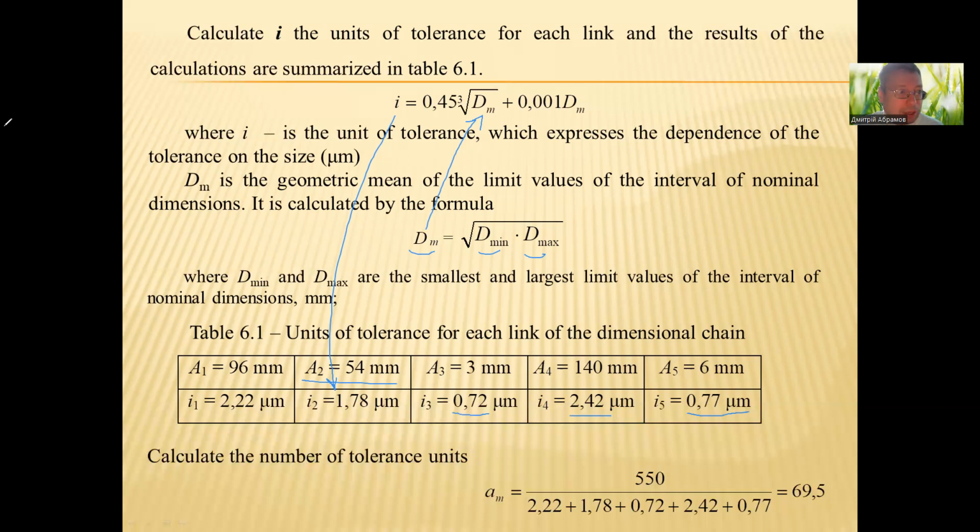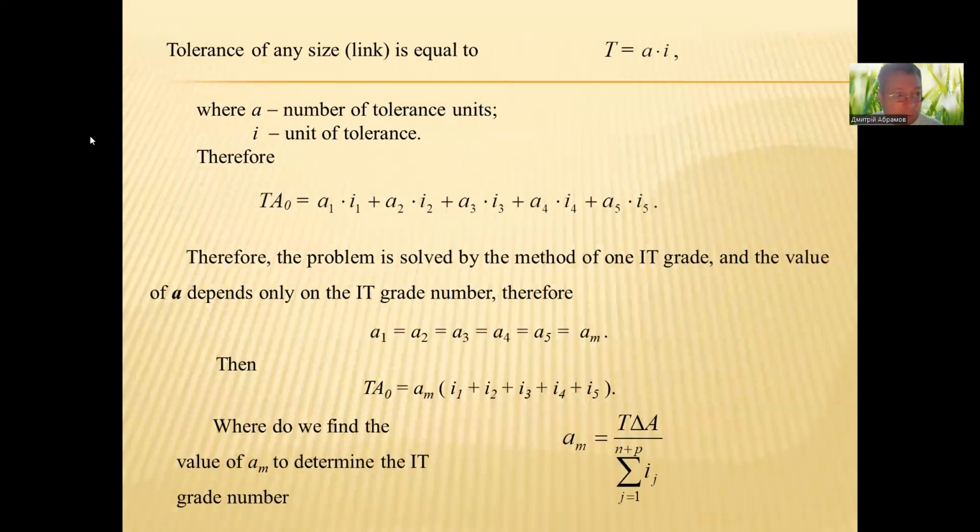Then we can calculate parameter A suffix m using the formula from the previous slide. Let's look at the previous slide. We can calculate A suffix m. We know this parameter, and now we know the sum of I suffix 1 to I suffix 5.